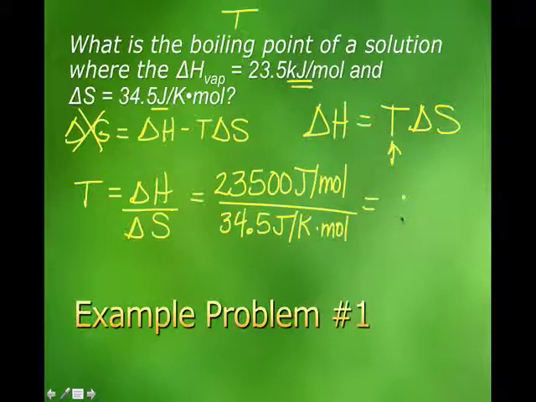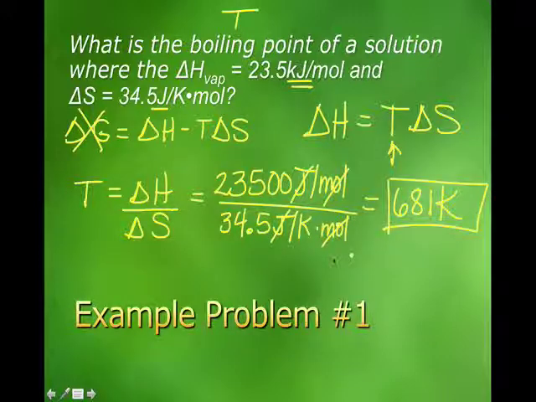It doesn't change. So 34.5 joules per Kelvin mole. And when I divide those, I end up with 681. And we can see that the joules cancel, the moles cancel, and I'm left with Kelvin. So 681 Kelvin must be the boiling point of this solution.